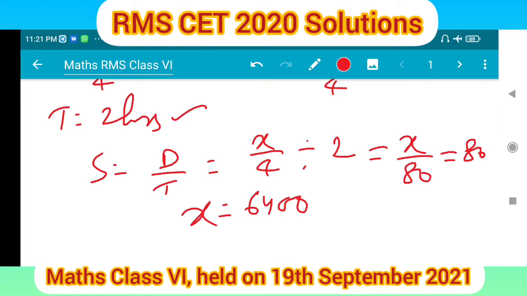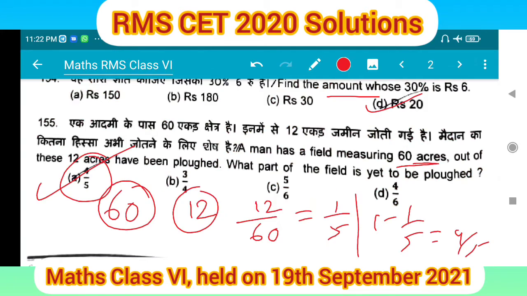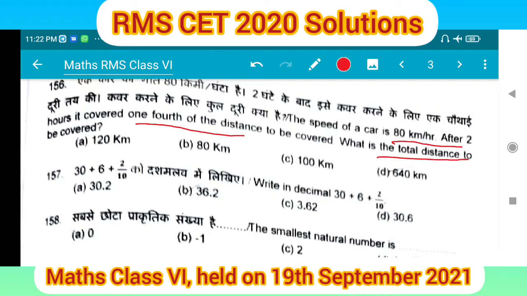Is this in meters or kilometers? x by 8 is 80, so 8 times 80 is 640 kilometers. This one is the answer.